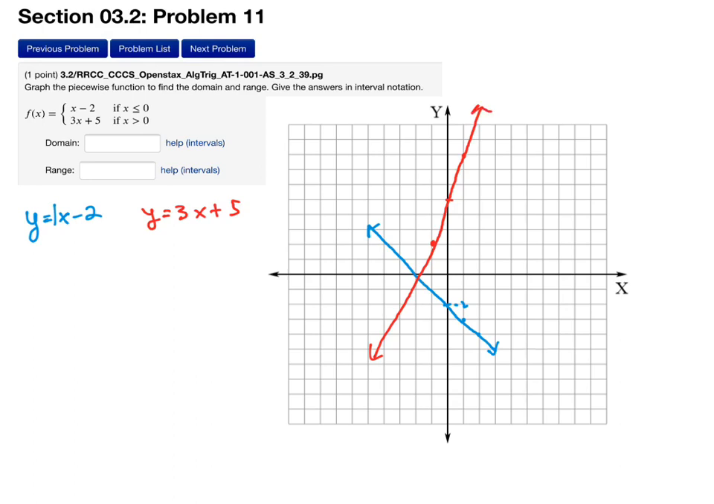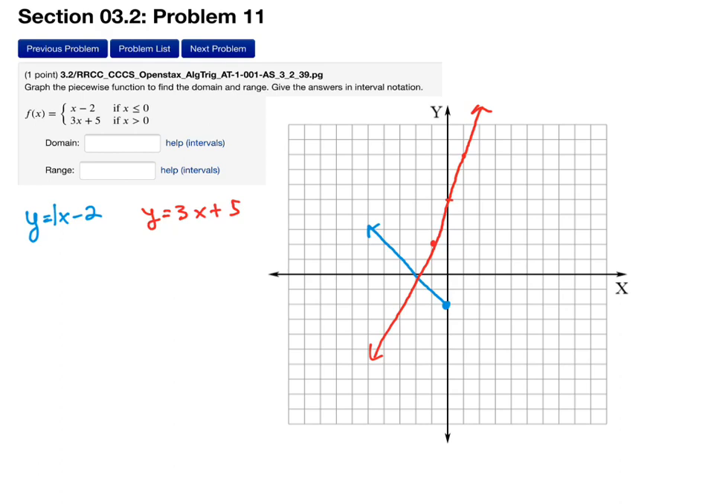Now let's think about what the restriction says. For y is equal to x minus 2, which is the blue line, that is only in effect when x is less than or equal to 0. Less than or equal to 0 is going to be the left portion of the graph, so we're going to remove the right portion of the graph. And at 0, because it says x is less than or equal to 0, we're going to have a closed circle when x is equal to 0. So we can put a solid circle there.